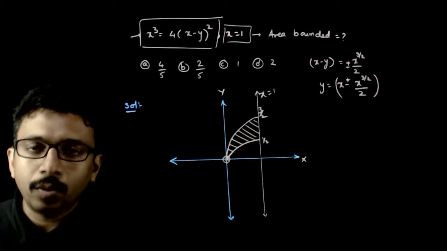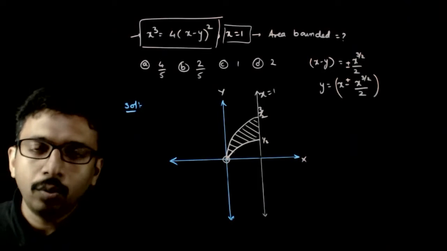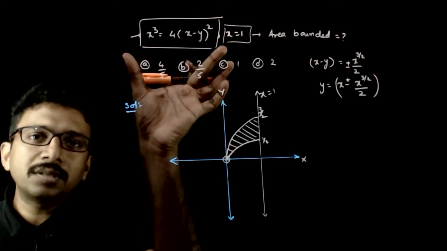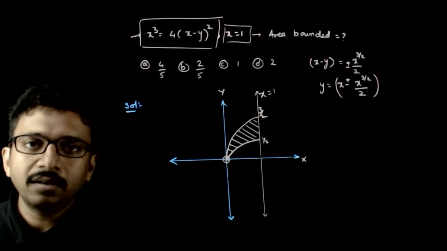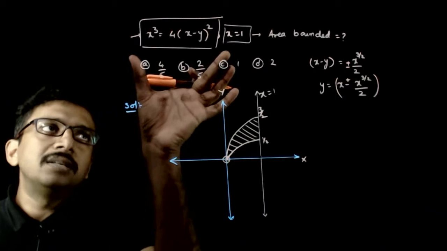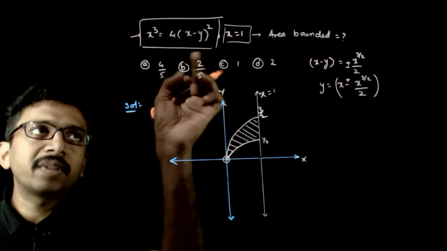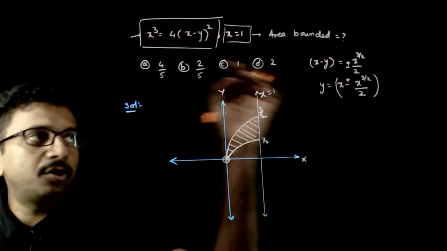So this is the x and y coordinate system. x equals 1 is a line parallel to the y axis, and it's difficult to directly draw the graph of the other equation. Let us try to simplify it and analyze it. First, I'll take the square root on both sides. So (x minus y) whole square is equal to x cube by 4.